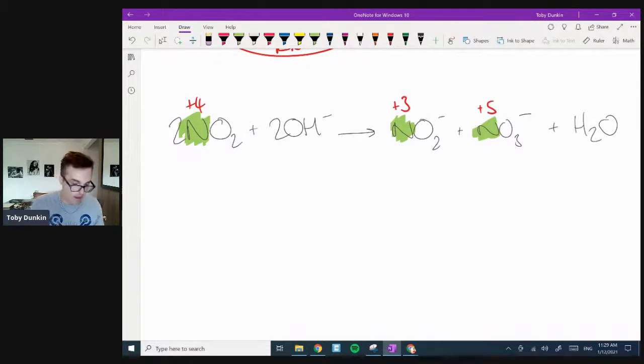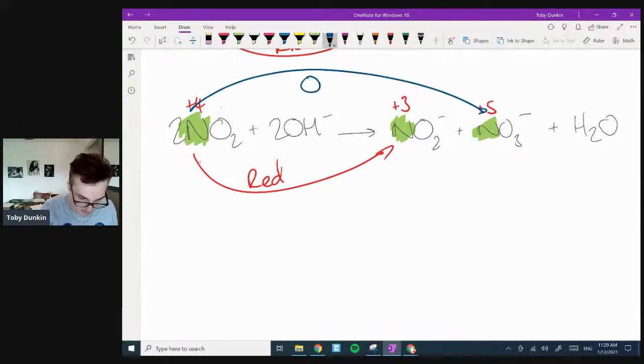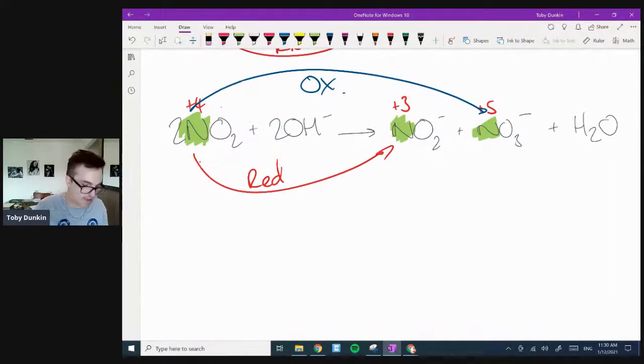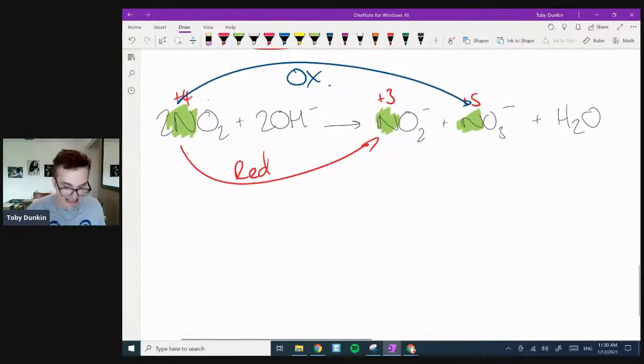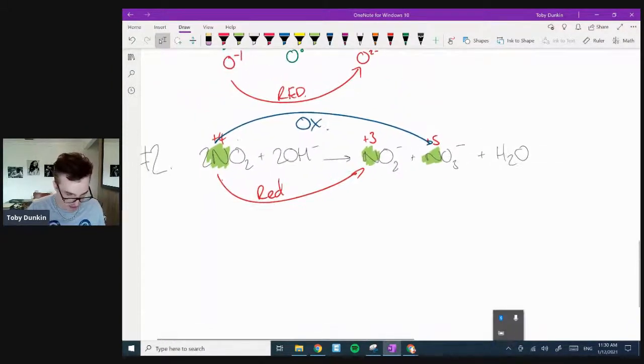Okay, so +4. Holy moly, that's high on the ladder already. +4 going to +3. That's being reduced. There's my red. That there is coming down, red. And then +4 to +5. Holy moly, that's being oxidized. Booyah! Boom. That's being oxidized. And it's the same species being oxidized and reduced simultaneously. So it is now a disproportionation. Nice. It's always a good one.